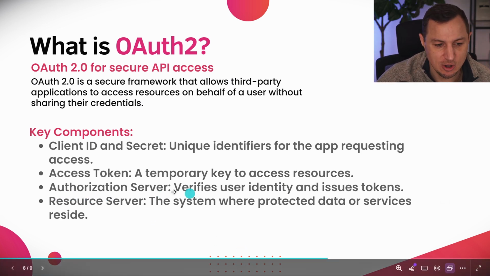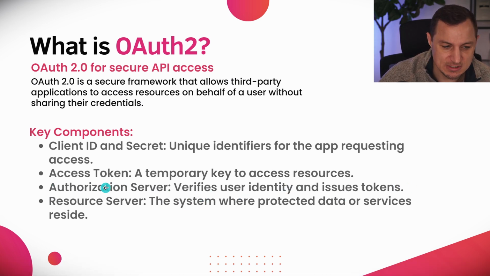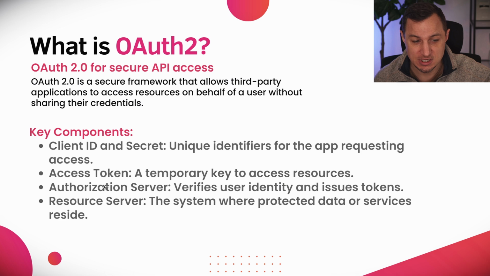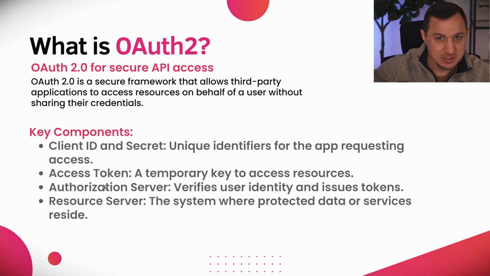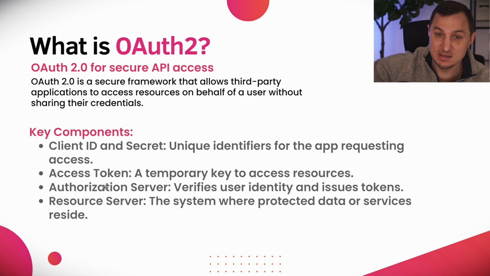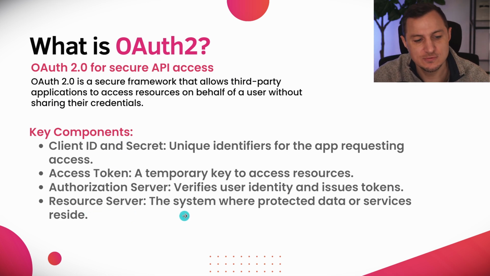Then there is this thing called an authorization server, which verifies user identity and issues the token. This authorization server is mainly separated from the resource server. So it's not the same computer, so to speak. It's not the same server. It's two different servers. One is taking care of only the authentication or authorization, and the other one has all the details, such as all of your personal details that you have in a database, for example, or any other relevant information that are stored inside of an API server, or that the API offers you. And then we have the resource server, and that is the system where protected data or services reside.